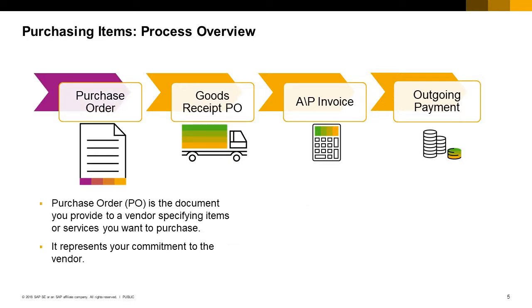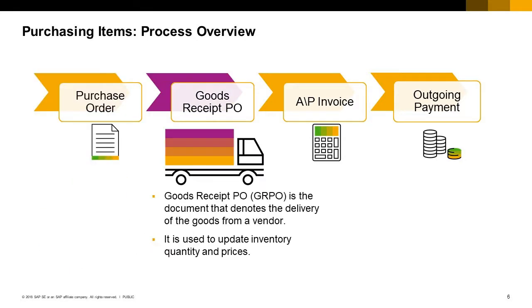The purchase order, PO, is the document you provide to the vendor specifying the items or services you want to purchase, including agreed-to quantities and prices. It represents your commitment to the vendor to purchase the items. The goods receipt PO is the document that denotes the delivery of goods from a vendor to a company. It is used to update the inventory quantities and values.